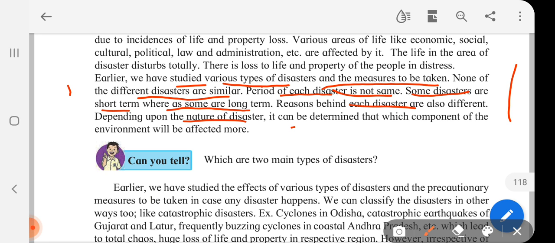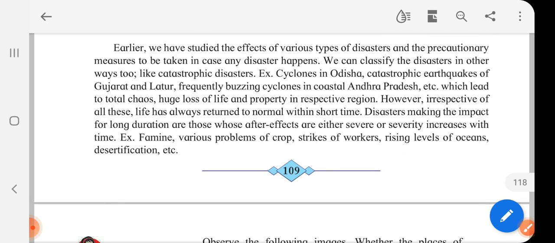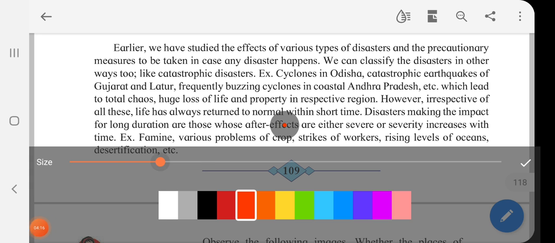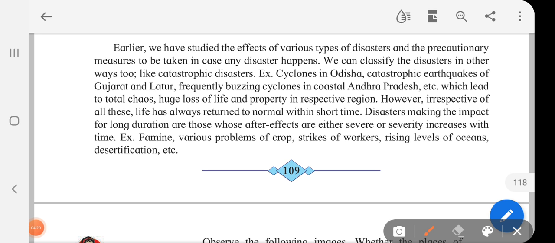Depending upon the nature of disaster, it can be determined which component of the environment will be affected more. So these are different disaster aspects one needs to understand. Now, in the last standard, we have studied the effects of various types of disasters and the precautionary measures to be taken in case a disaster happens. We can classify the disasters in other ways too, like catastrophic disasters, like cyclones in Odisha, catastrophic earthquakes of Gujarat and Latur, frequently buzzing cyclones in coastal Andhra Pradesh, which lead to total chaos, huge loss of life and property in the respective region.